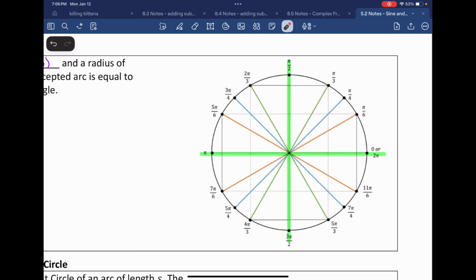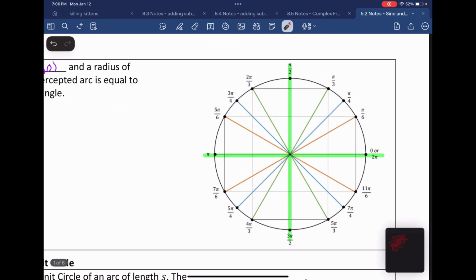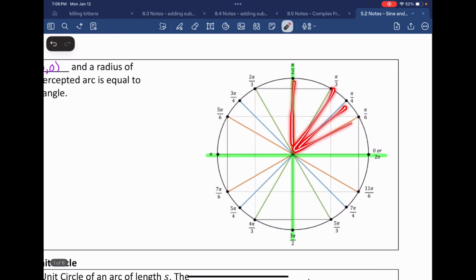All right, so we have a pi over 6. So it's saying that the measure of this arc is pi over 6. And the arc is congruent to the angle. And then I've got my pi over 4, and so on. All right, so the key feature on all these is that each radius, no matter where it's at, is always going to be 1.